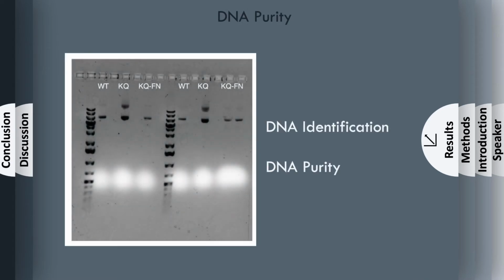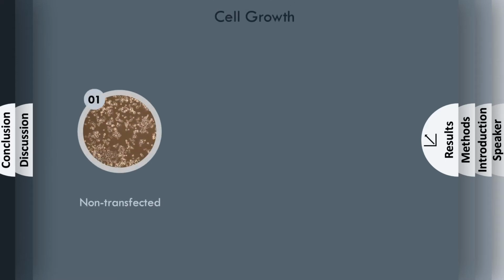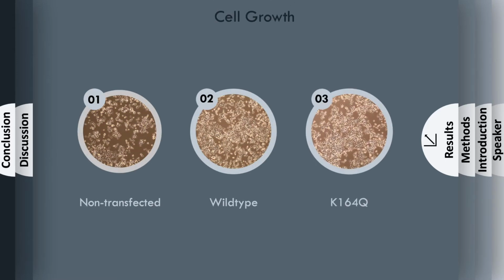DNA identification, purity, and absorption were all successful. The wild type and the KQ mutant plasmid sequences were also confirmed. The cells made connections with one another and started growing with no sign of contamination.